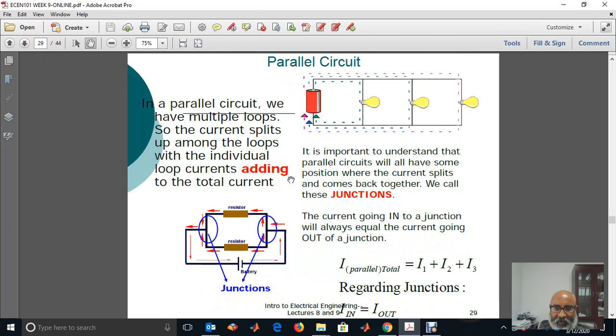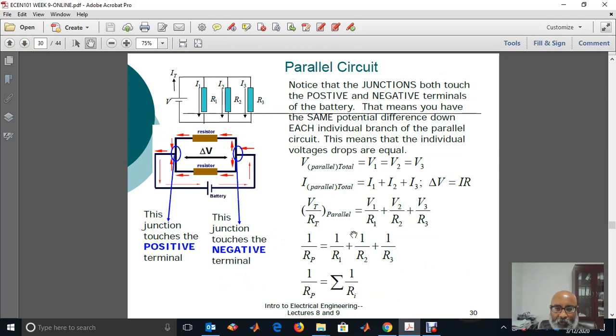Parallel circuit. In a parallel circuit, for example, I have here 3 branches, branch 1, branch 2, branch 3. The total current is I1 plus I2 plus I3. How to determine the equivalent resistance of a parallel circuit? This is a parallel circuit. In the parallel circuit, the voltage across each element is the same as the source voltage here, V. So V, the source voltage, is V1 equal to V2 equal to V3.